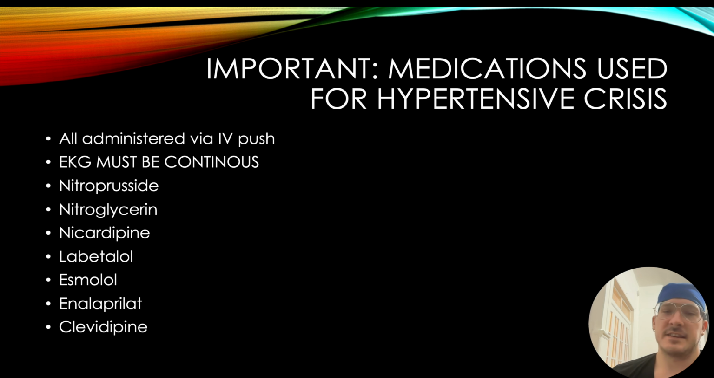So, important slide here is medications used for hypertensive crisis. All medications in this list are administered via IV push, and the patient must be on a continuous ECG. So that's nitroprusside, nitroglycerin, nicardipine, labetalol, esmolol, and clevidipine. Those are all medications given for hypertensive crisis. What's given will all depend on doctor, so make sure you communicate and read your orders thoroughly.